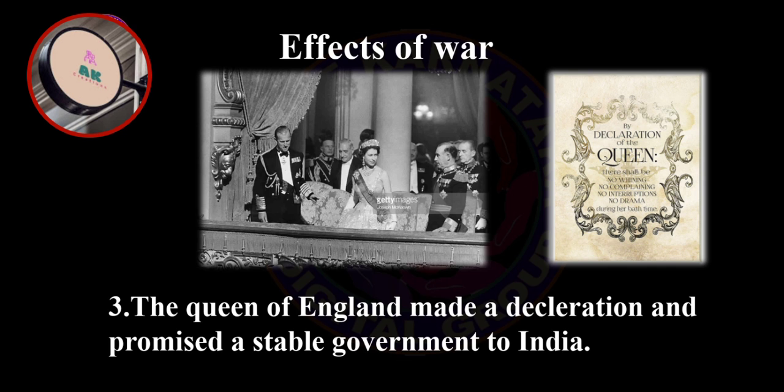The Queen of England was overthrown, and then the Queen of England made a declaration and promised a stable government in India. And what she said was, see, I know because of us you people suffered a lot, but I am making a promise that you people are not going to suffer this time. I am going to make proper rules and regulations in India. Who says this? The Queen of England.